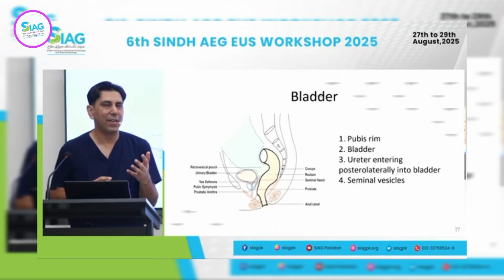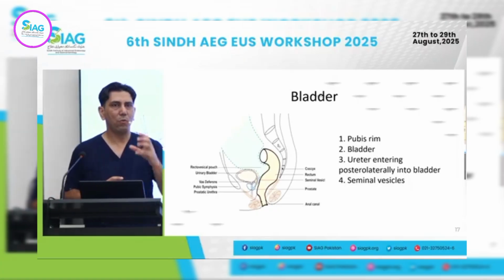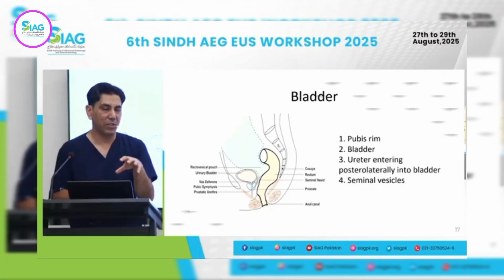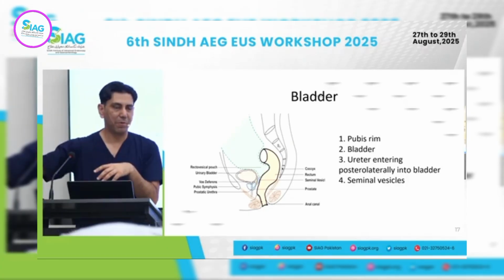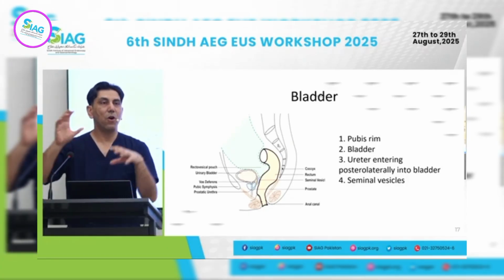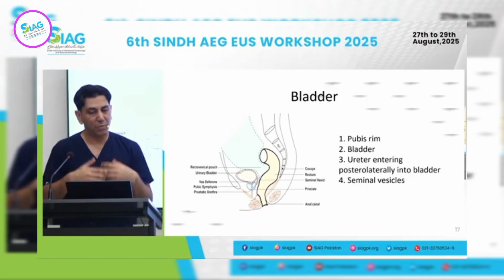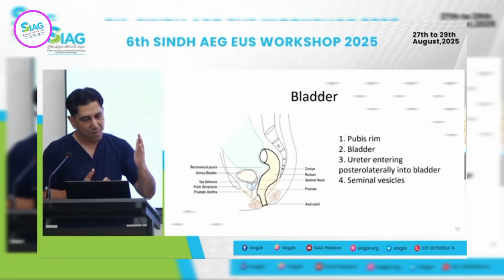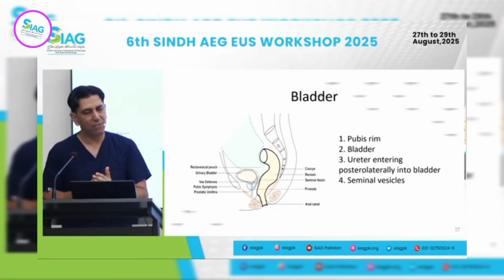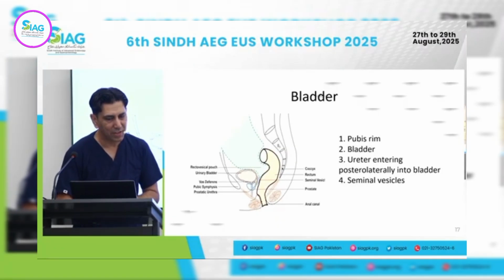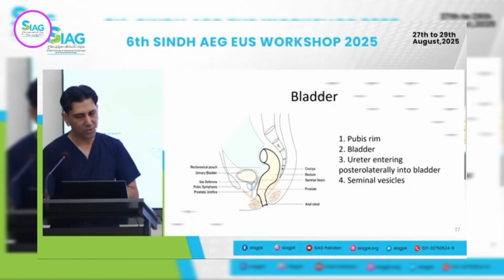a workable plan of what structures are the major structures that I'm going to begin identifying when I start doing the examination. I've got a plan, I've got the patient preparation, I've orientated the patient lying in a certain position, I've looked at the imaging. Now, these are the few structures that I'm going to start off with. Simple to begin with, from the right to front: pubic rami, bladder, ureter entering posterolaterally into the bladder, and then the seminal vesicles afterwards in male patients.